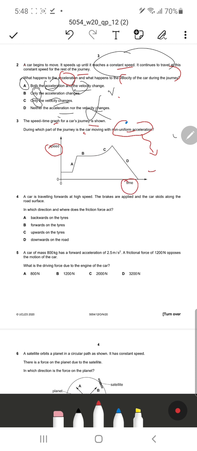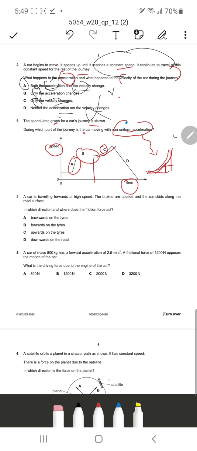Whenever there is a non-uniform acceleration, the gradient will be a curved gradient. This means that a straight line represents a constant acceleration. This horizontal line along this axis represents a constant speed. Only here we can see a curve, which means that it is accelerating because of the increase in gradient. Okay, so C is the correct response here.